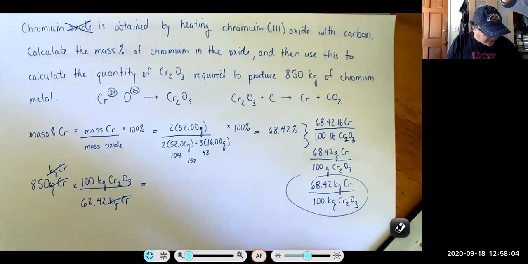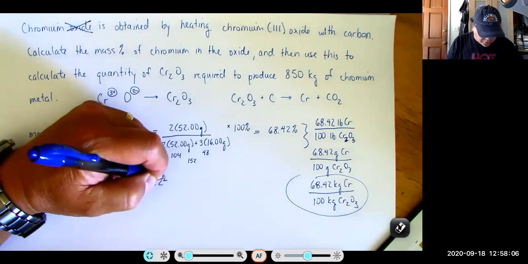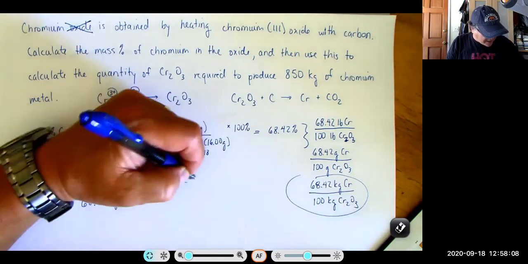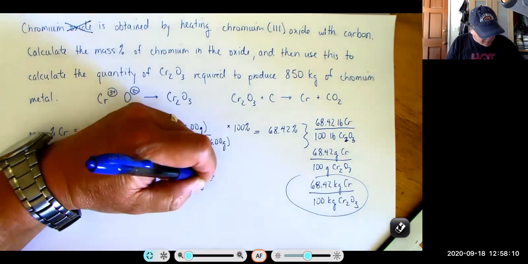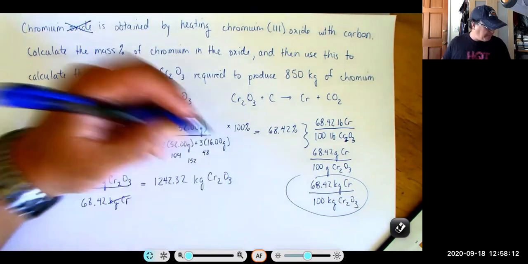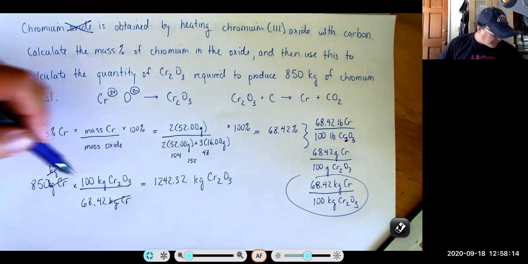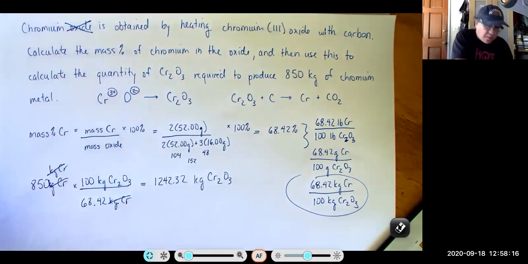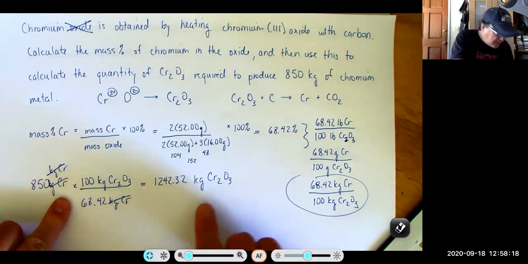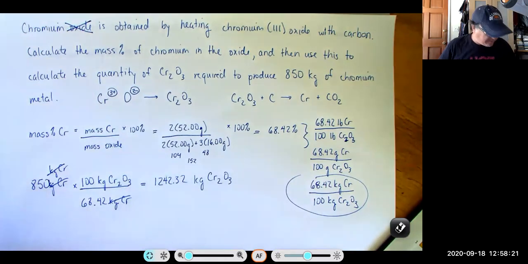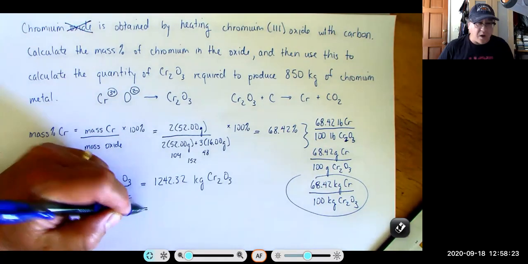Okay, so my calculator says 1242.32 blah, blah, blah kilograms of chromium(III) oxide. Now here you'll notice I put the labels in so I can see that the right things cancel. How many significant figures should the answer have? And why?